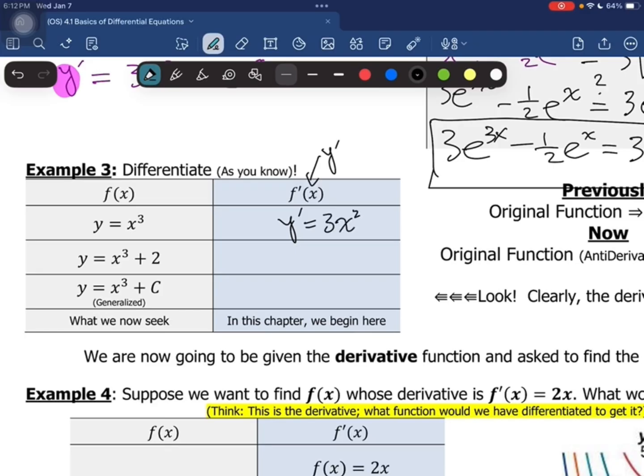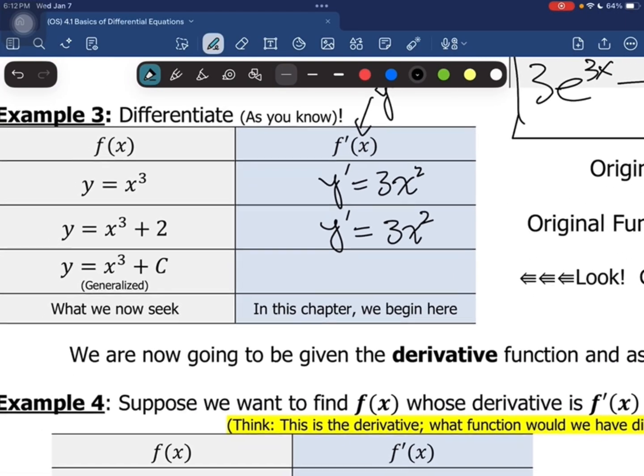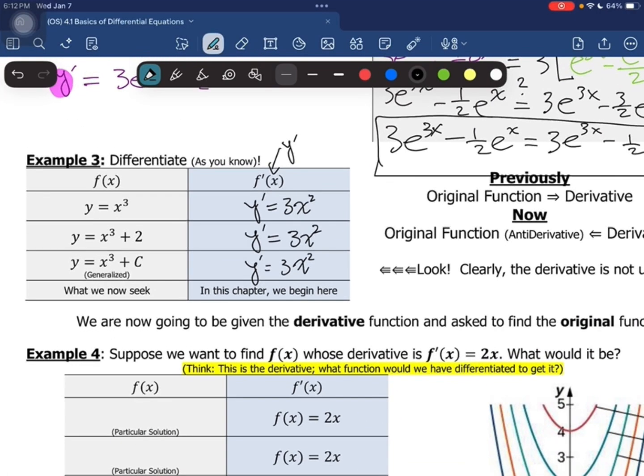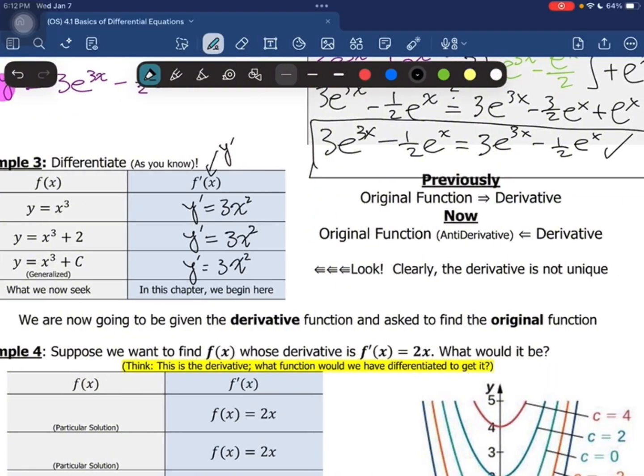If you have y equals x cubed plus 2, its derivative is, wait, also y prime equals 3x squared, and that's because this poor constant just goes away. Now, if we have a generalized form where the c is a representation of any constant, its derivative is also, you guessed it, 3x squared. Now, we can see that the derivative is not unique because look at what we just wrote.